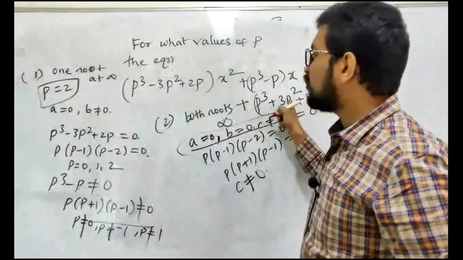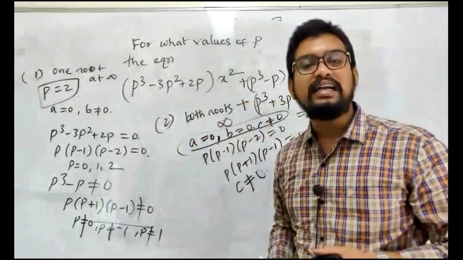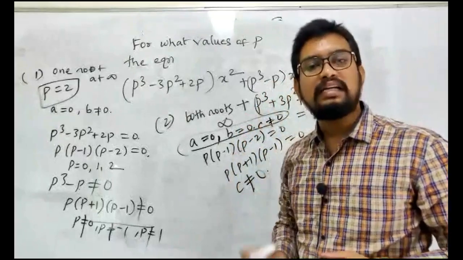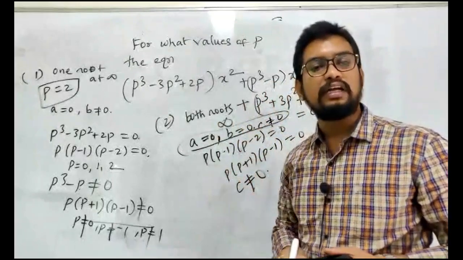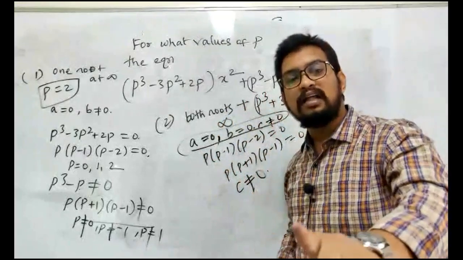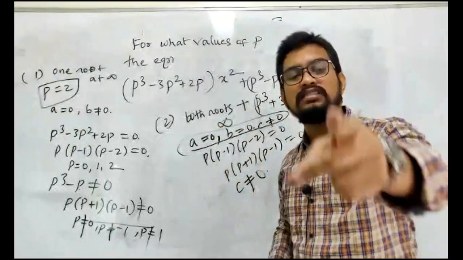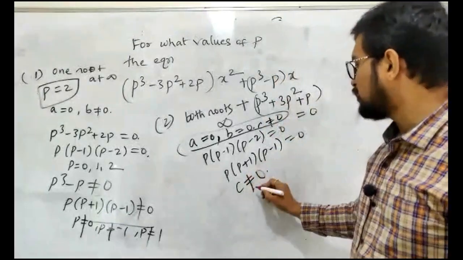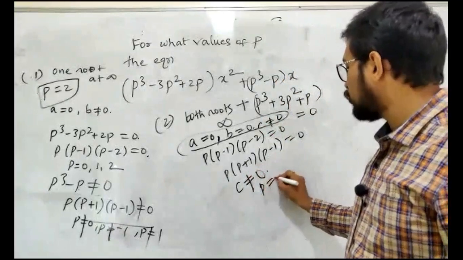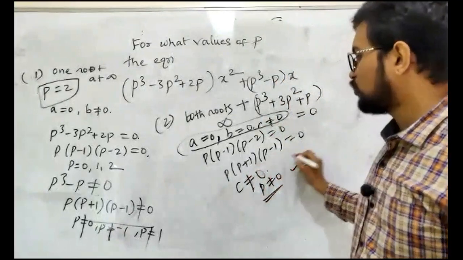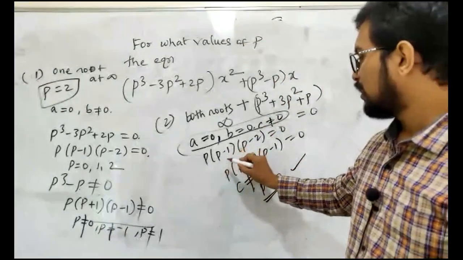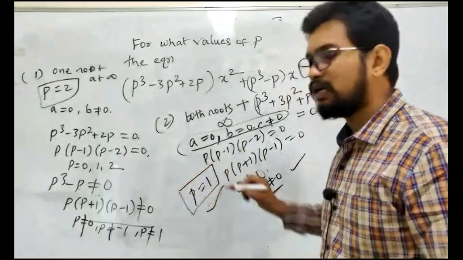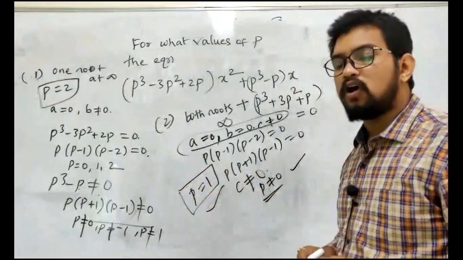What happens if c is equal to 0? If c is equal to 0, it becomes an identity. That will not become like both roots infinity. A must be 0, b must be 0, c should not be equal to 0. That is the condition yesterday which we have discussed. So p into p minus 1, c is not equal to 0. So p is not equal to 0. This condition must come. So what is the commonly obtained condition? P is equal to 1 will be the commonly obtained condition.